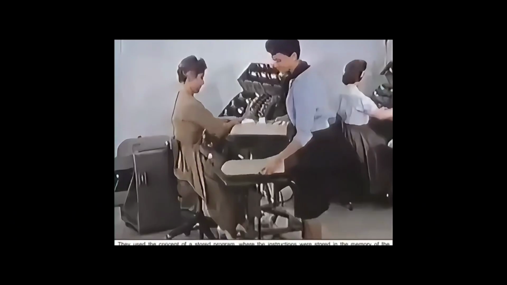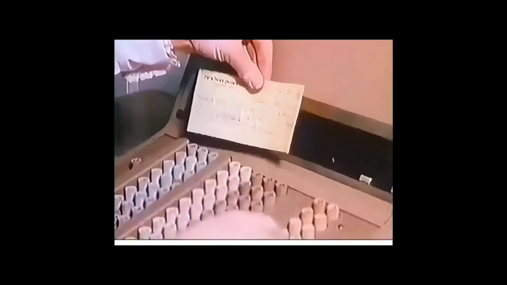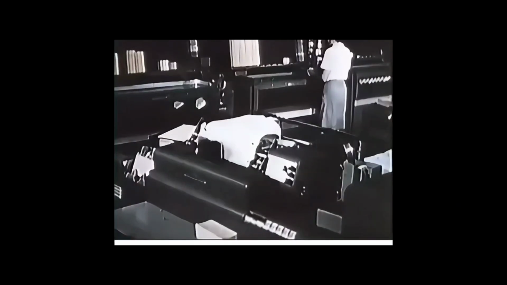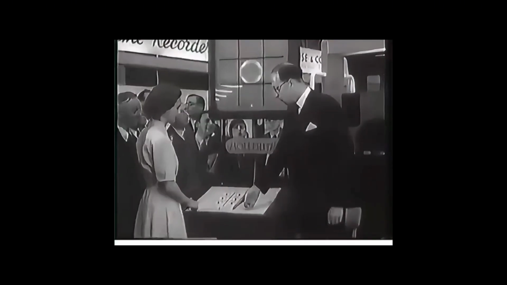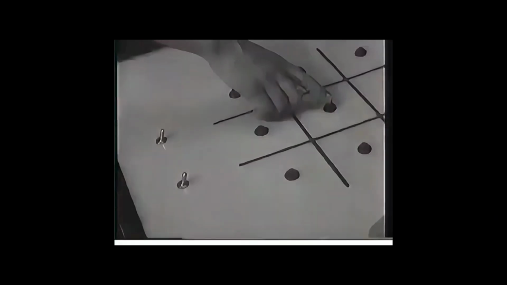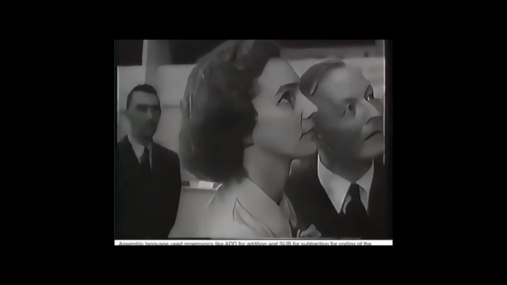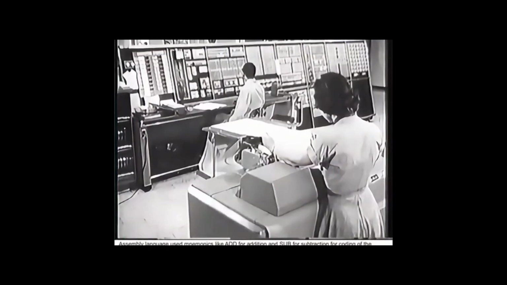The advantages over the first generation: compared to the first generation, these computers were smaller, cooler, faster, and more reliable. Businesses and universities started using them more widely. Limitations and challenges: however, they were still big machines, needed special cooling, and mostly used punch cards for input and output. They were not yet fully general purpose.